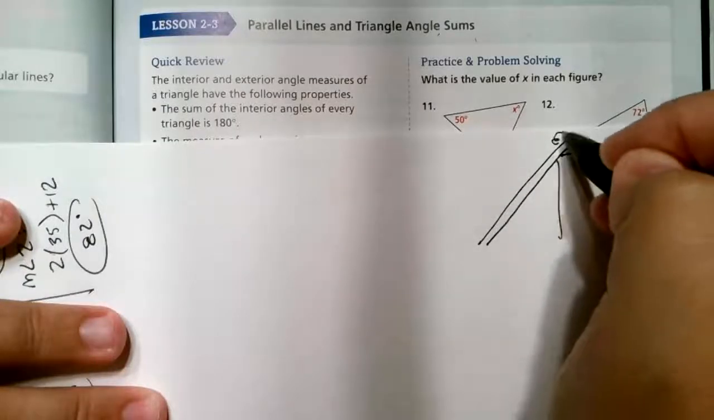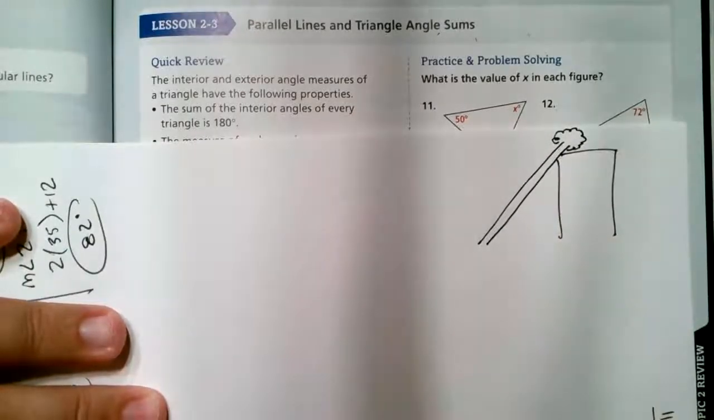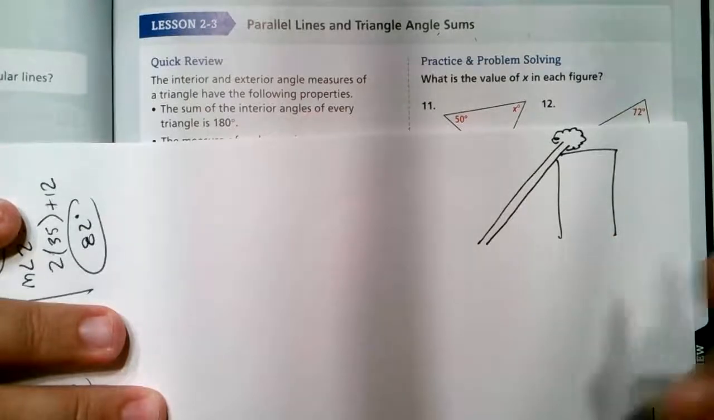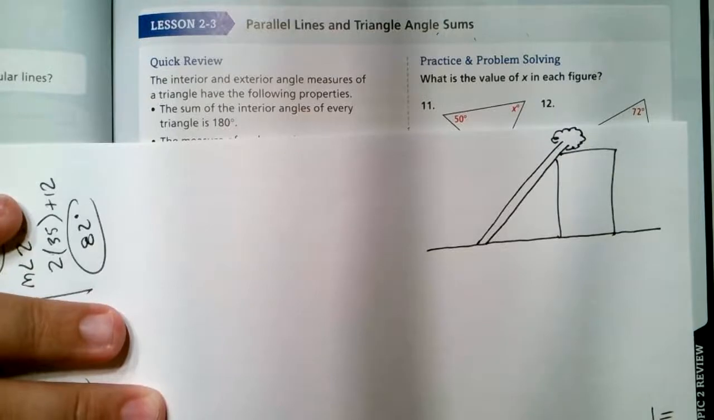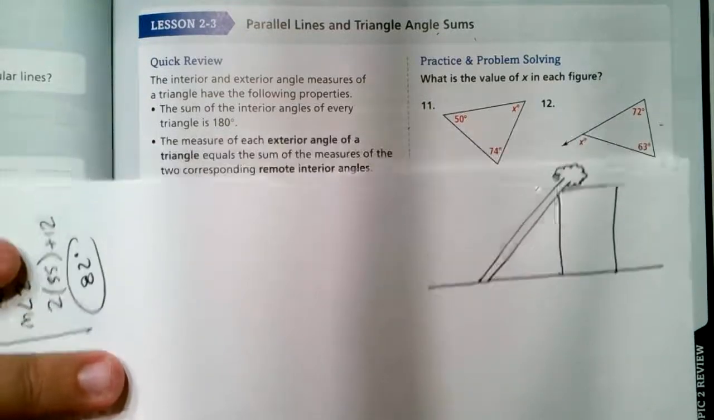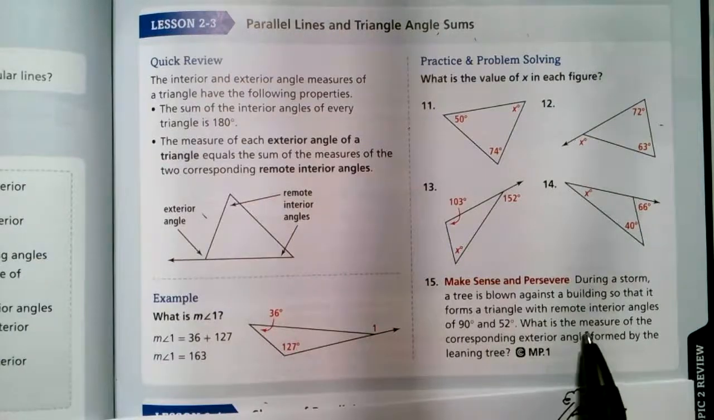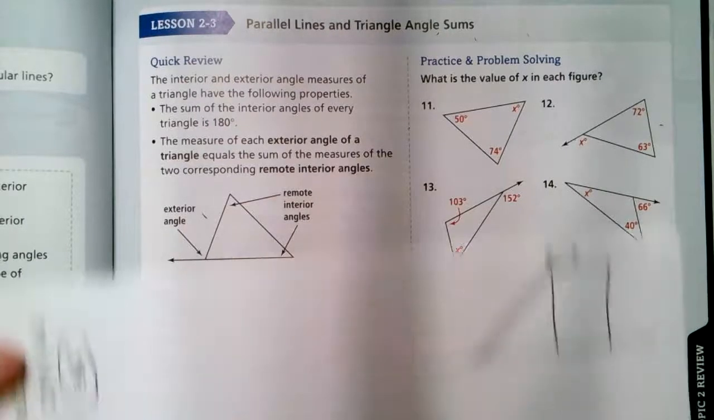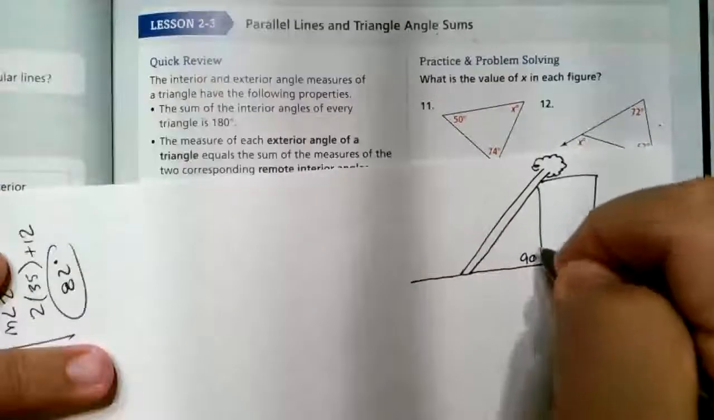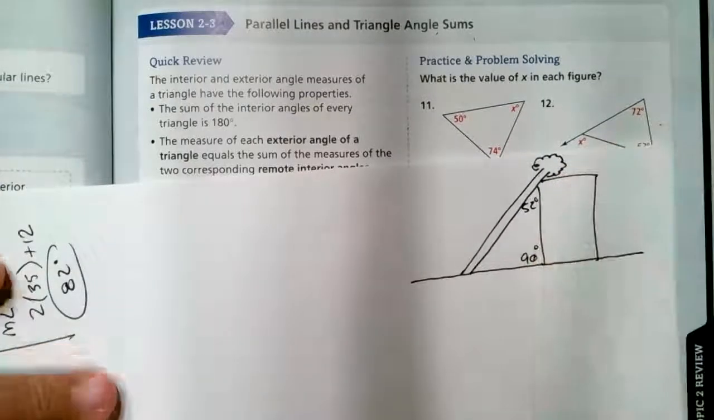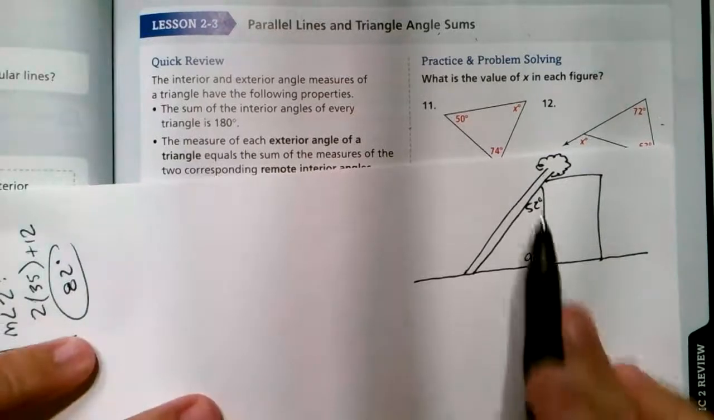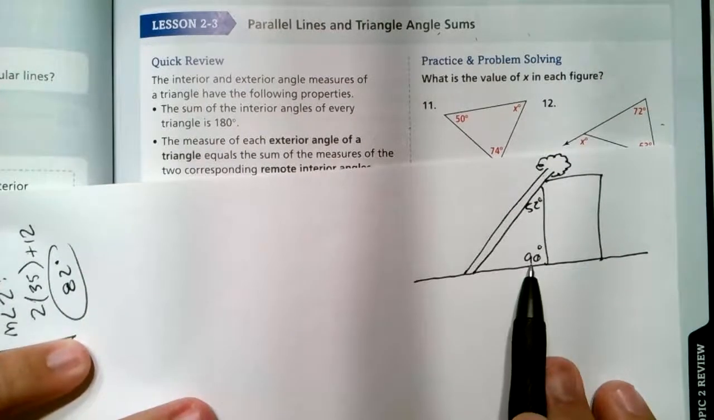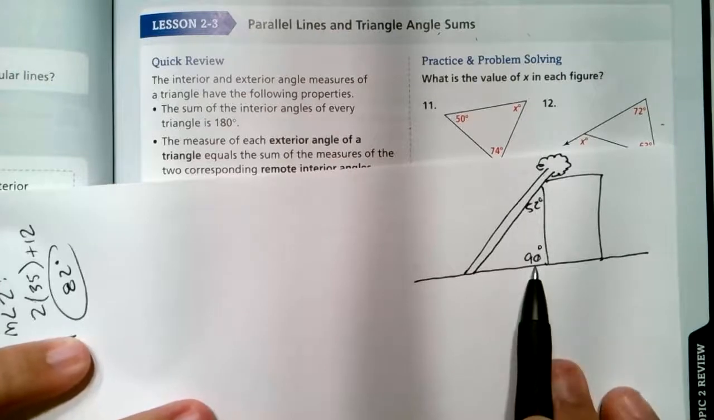So it's talking about a tree leaning against a building. So here's my crappy building. There is my crappy tree, right? Super tall tree with just the little leaves up top. And then there is my ground where everything sits. Not a great picture, but it's going to get the idea across. It's saying that the two remote interior angles are 90 and 52 degrees. So I'm going to say that's 90, that's 52.